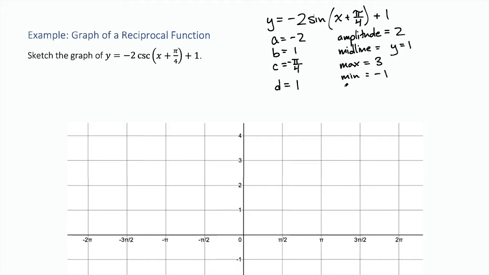The period is 2 pi over the absolute value of b, which is 1, so our period is just 2 pi. And our phase shift is c over b, so -pi over 4 over 1, which is -pi over 4. And now we're ready to sketch the sine function.